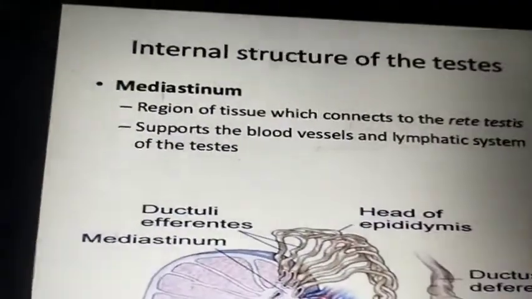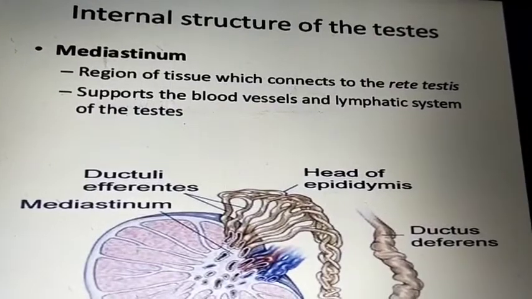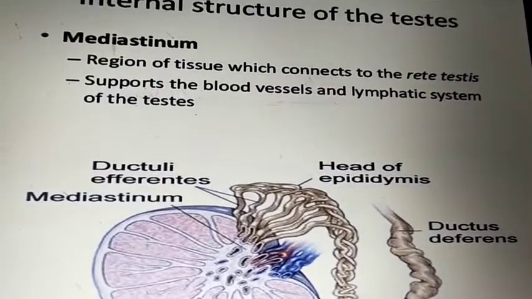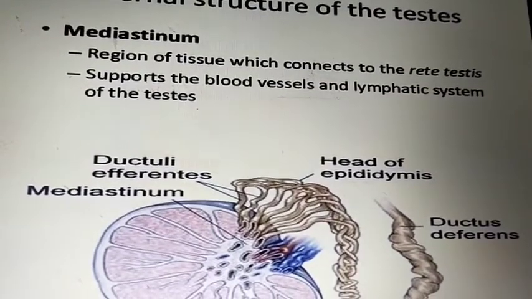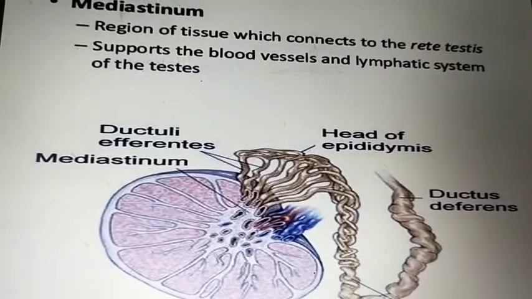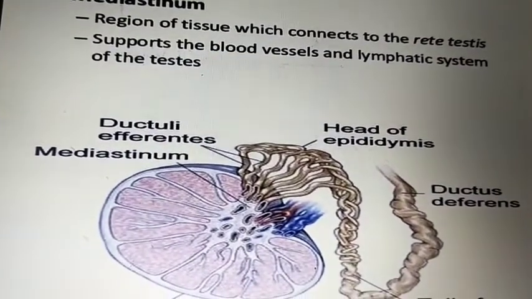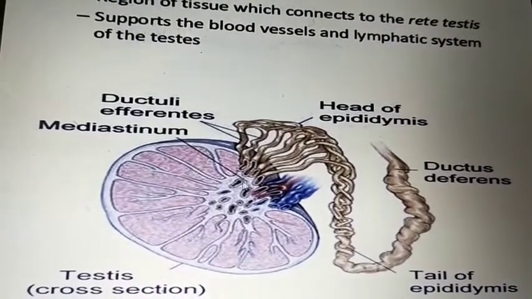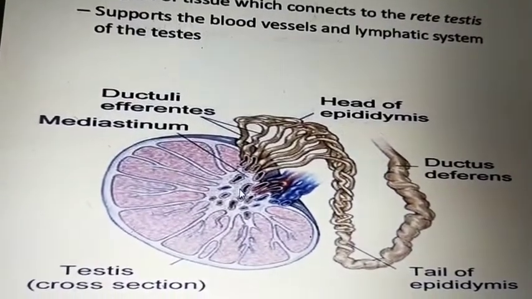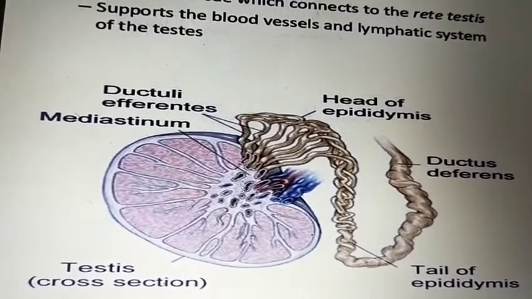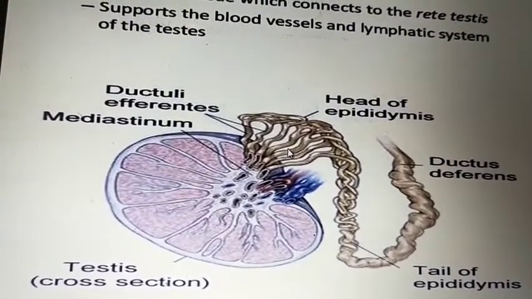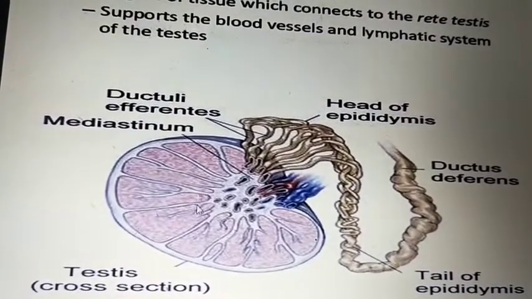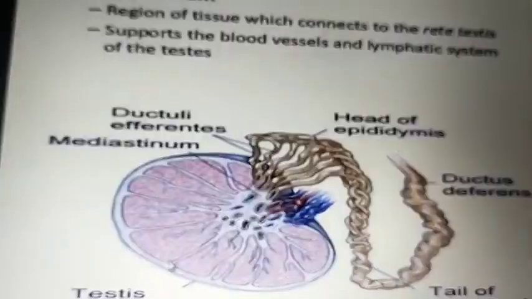Then the mediastinum. The mediastinum is a region of tissue which connects the rete testis and supports the blood vessels and lymphatic system to the testis. It is called the mediastinum because it allows some blood supply and gives connections to the rete testis and the epididymis. That's why this is the outlet and inlet of the testis.